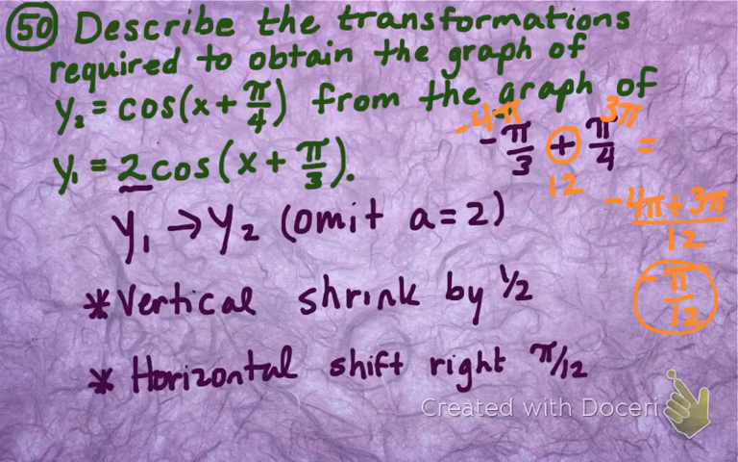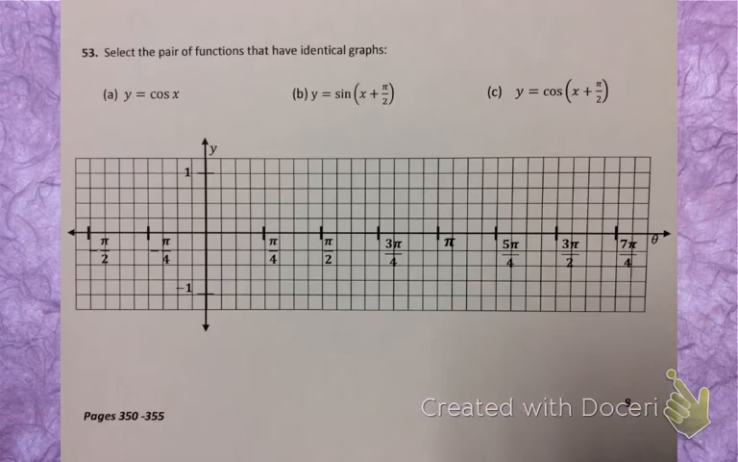And we are finished with number 50. Then we have one last graph and then one more question, which is actually pretty quick and simple, and we'll be done with this video. Number 53 says to select the pair of functions that have identical graphs. Well, my suggestion here would be just to graph them for practice. So let's graph y equals cosine x, and we'll just do one period and see how it looks.